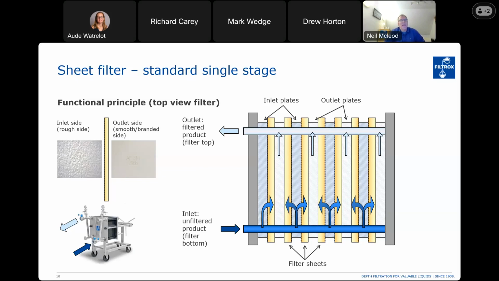This is also known as a single stage filter. So the product comes in, is filtered through one set of one grade of filter sheets, and then comes out of the press.